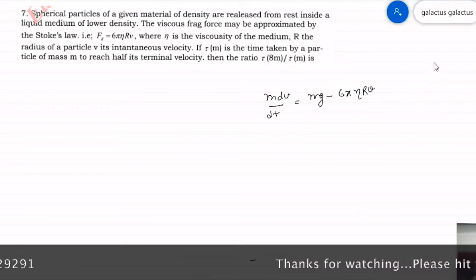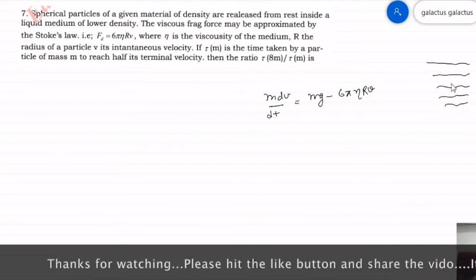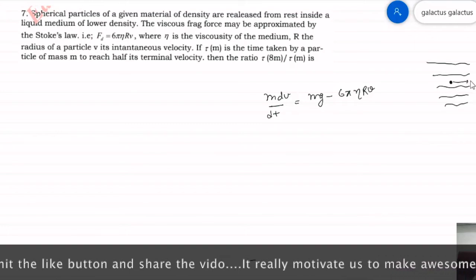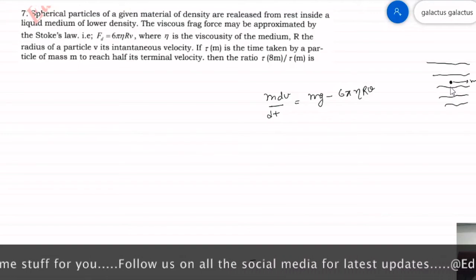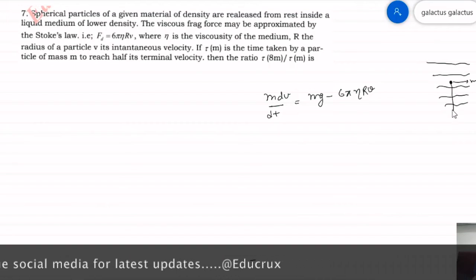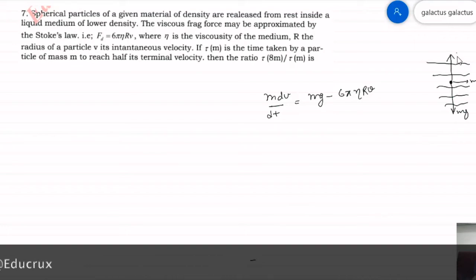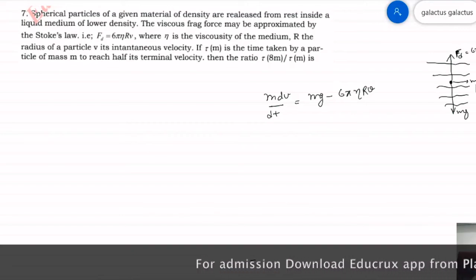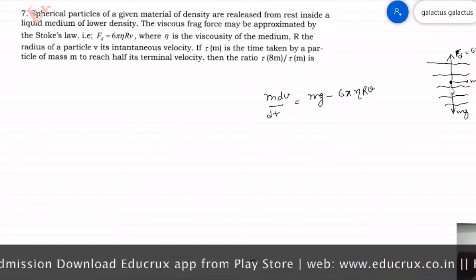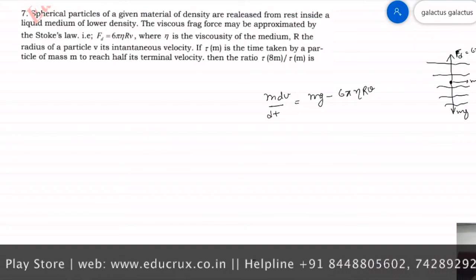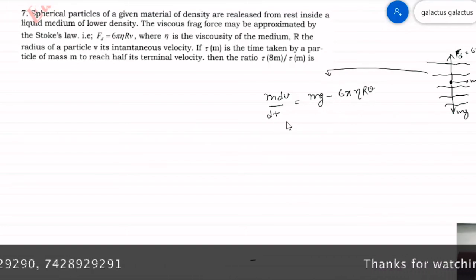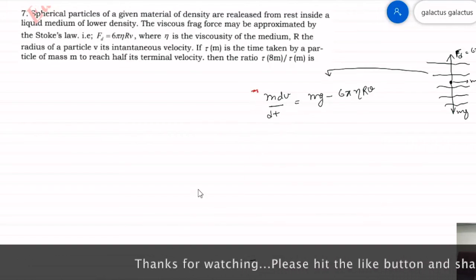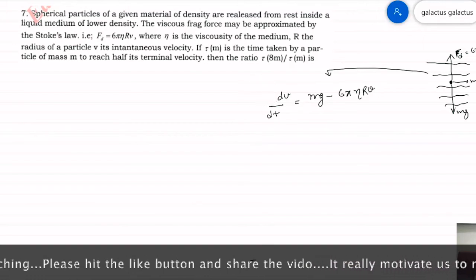So if this is my fluid and at any instant of time, let's say at this point, I consider my particle of mass m, the forces acting on the particle inside this fluid are mg in the downward direction, and Fd, that is the drag force, which is given by 6 pi eta rv. And we have considered that the motion of the particle inside the fluid is in the downward direction. So if the particle is moving in a downward direction, then the differential equation of the particle is this. Let us now divide by m on both sides.